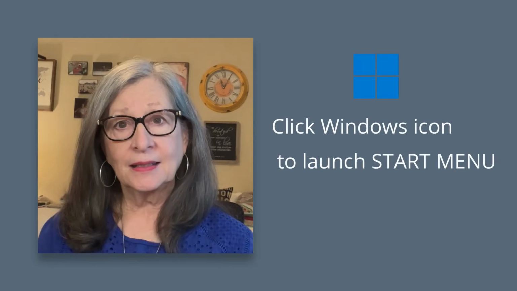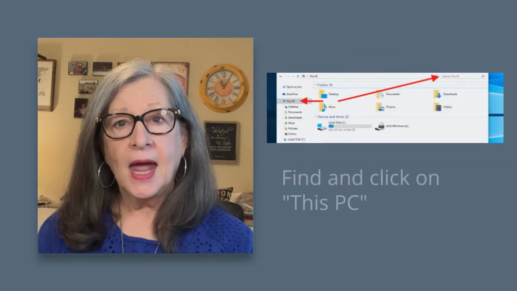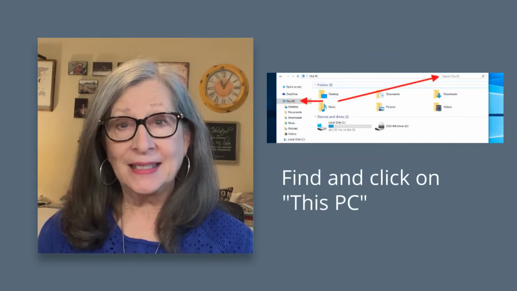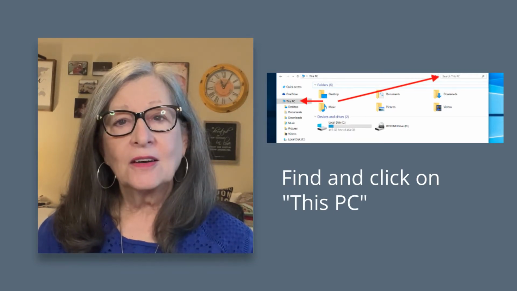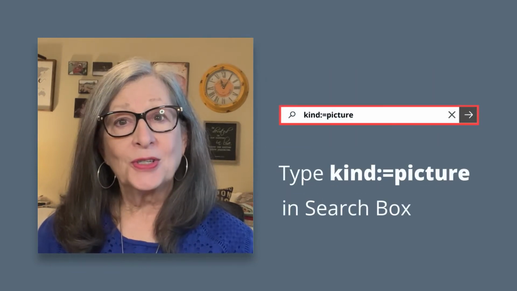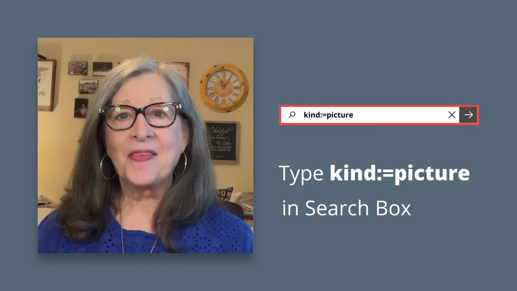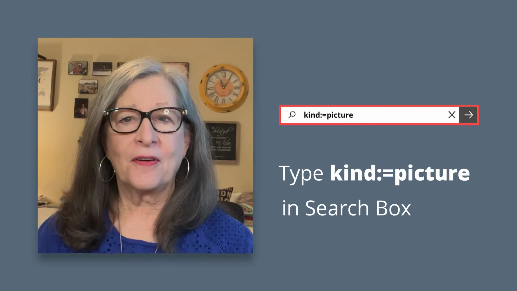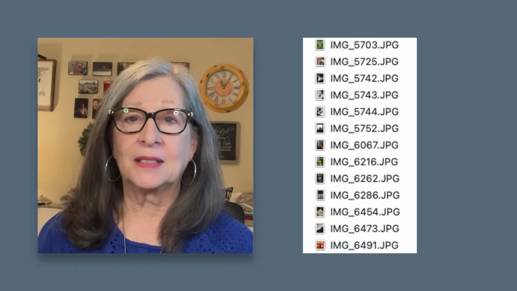Step 1 is to click the Windows icon down in that lower left corner of your screen, and that will launch the Start menu. And then find This PC. So step 2 is to click on This PC and look for the search box out to the right. Step 3, in the search bar, type kind:\picture, and the File Explorer will gather all the photo files on your PC. Now that you have that list, you can scroll down through those to find that missing photo.